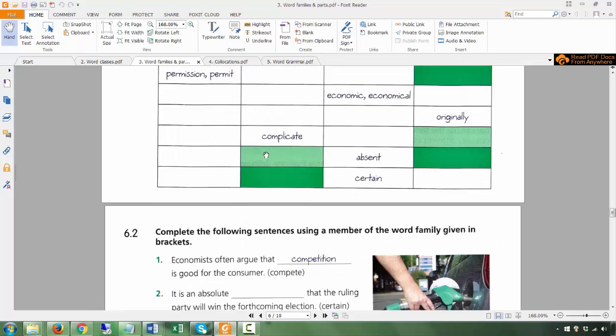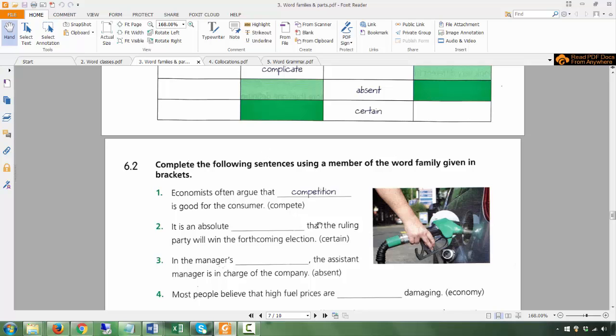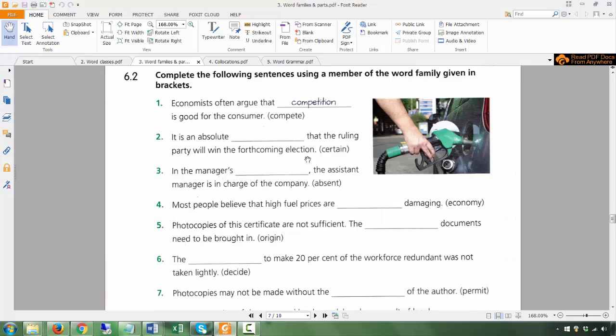All right. Next, you have the word here. What you need to do is, compete here is a verb, but you have to change the word class to another word in the same word family. It doesn't make sense for you to say economists often argue that compete is good. You need to know that here it requires a noun, and the noun version of compete is competition. So you have to change the word class to fit it in correctly so that this sentence makes sense.